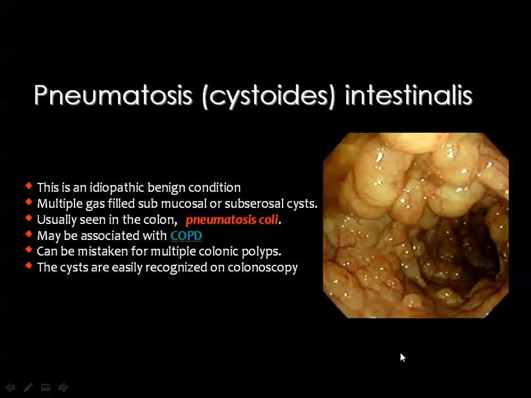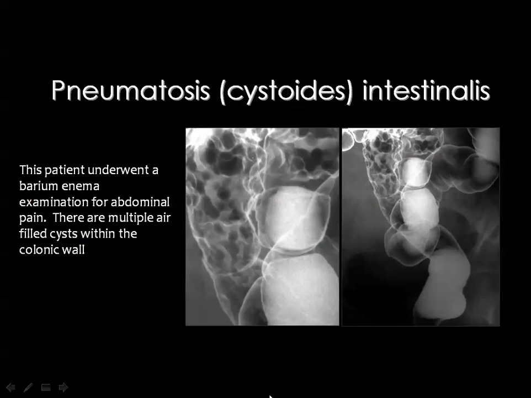Then if you look by endoscopy, you can see that these are buckets filled with air, which closely resemble polypi in the colon. This is an idiopathic benign condition, usually asymptomatic. Sometimes it may be associated with chronic obstructive pulmonary airway disease, and the cysts are usually filled with air, as you can see here in this barium enema, multiple air-filled buckets within the wall of the intestine.